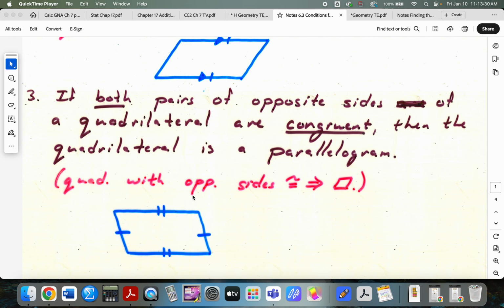I usually write something about both pair of opposite sides congruent so that it's clear. Because if you don't, it sounds like you're just saying maybe one pair of opposite sides are parallel. So if you're having to write that out, I would strongly suggest that you don't write it as I did here, but that you write that both pair of opposite sides congruent makes it a parallelogram.